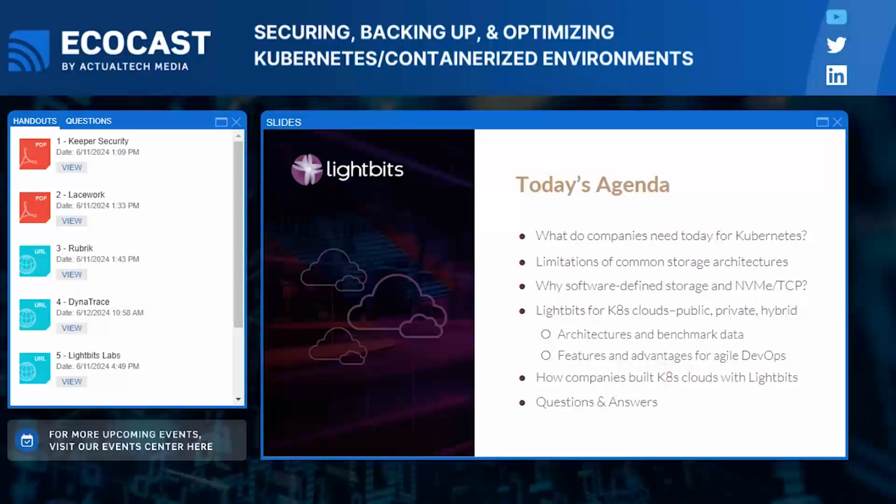So we're going to cover today what companies are looking for from a modern Kubernetes solution. We're looking at limitations of common storage architectures. We're going to be looking at why use software-defined storage and NVMe over TCP. So that's a big hint about what Lightbit is and what we do. We're going to be looking at Lightbit for Kubernetes clouds, both public, private, and then the hybrid environment. We're going to be looking at the architectures and benchmarking of those environments. And then we're going to be looking at features and advantages specifically for agile DevOps. Finally, we're going to cover a couple of our customers and how their companies built Kubernetes clouds with Lightbit as the central storage platform. And like I said, we'll finish with some Q&A.